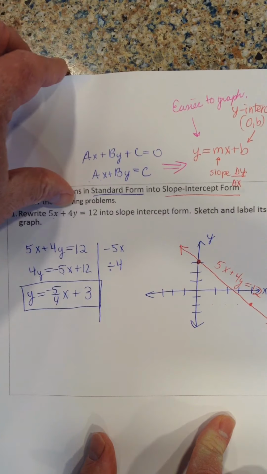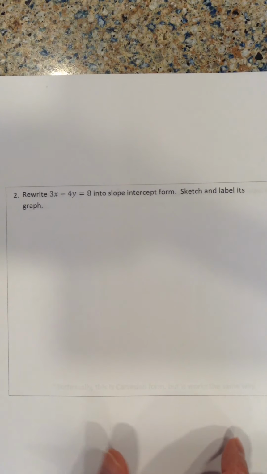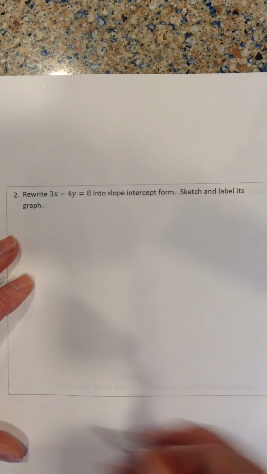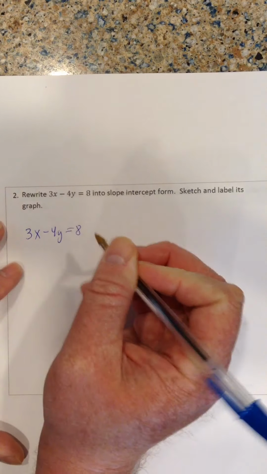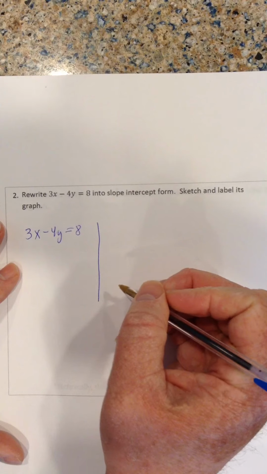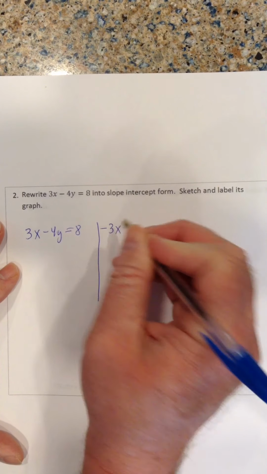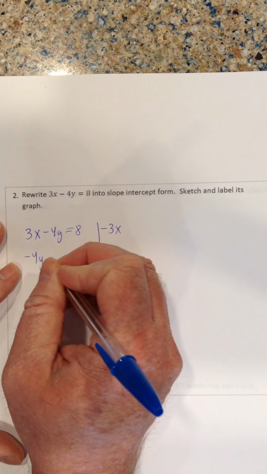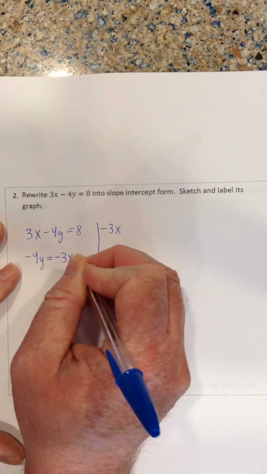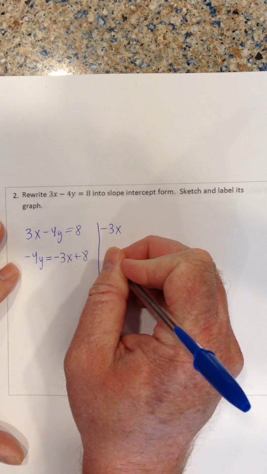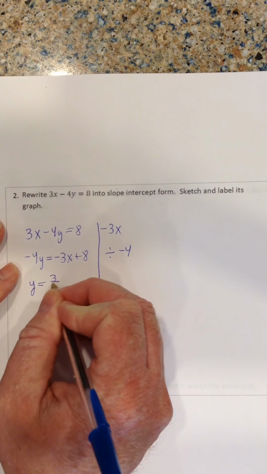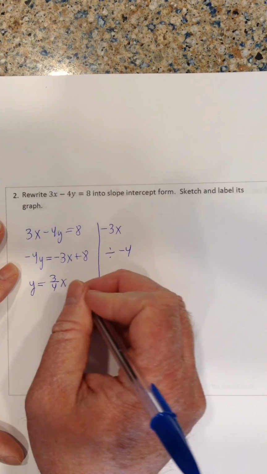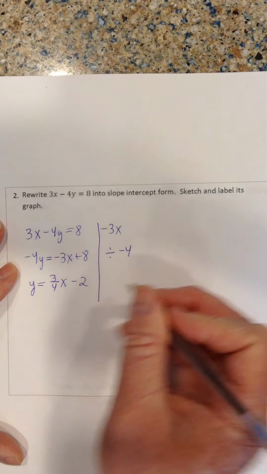So, I'm going to keep going here. Number 2, see how we can do that. So I start with 3x minus 4y equals 8. Okay, I'm going to subtract 3x. So I get negative 4y equals negative 3x plus 8. I'm going to divide by negative 4. So negative 3 divided by negative 4 is positive 3 over 4x. And divide by negative 4, I get minus 2.